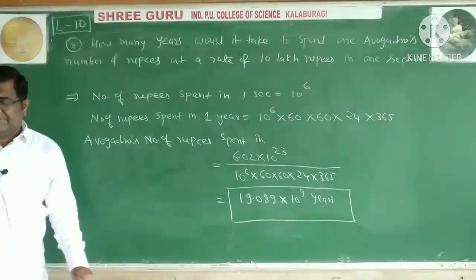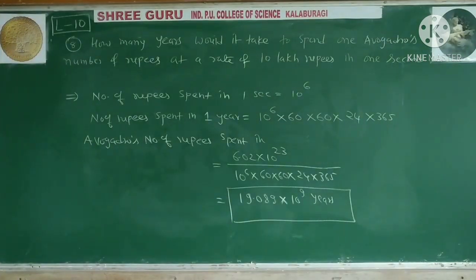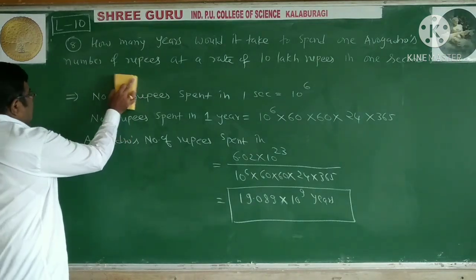So this many years are required for spending Avogadro number of rupees, because Avogadro number is so large. Look at the number of years we got, 10 raised to 9 years, a very large number. So this gives us an idea how large a number Avogadro number is. This is about the number of years required to spend the Avogadro number of rupees if we spend 10 lakh rupees per second. The question was about that.